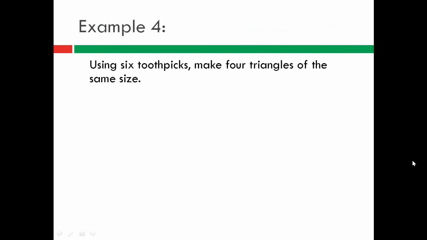Example 4. Using 6 toothpicks, make 4 triangles of the same size. Now let's try to do this together. You would start by drawing a triangle, which will need 3 toothpicks. And then you might be adding another 2, and you'll find that you've already used 5 of them, and you only had 2 triangles drawn.